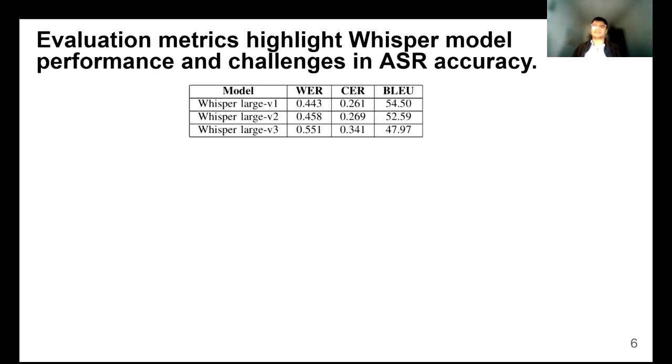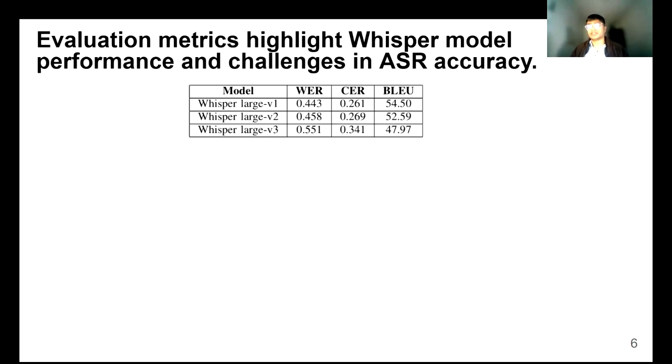So as you can see here in the table, we have the scores for different models, but surprisingly, we got better scores in Whisper Large V1. Out of the three models, almost all the scores are better in the V1 model, but that shouldn't be so, because newer models should always be better. That's what it's supposed to be.